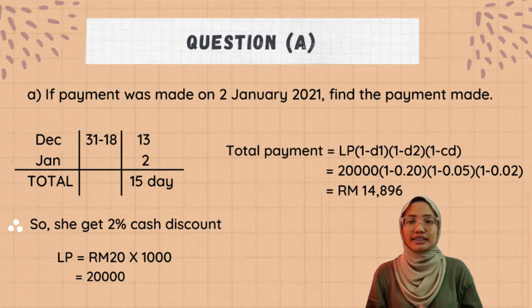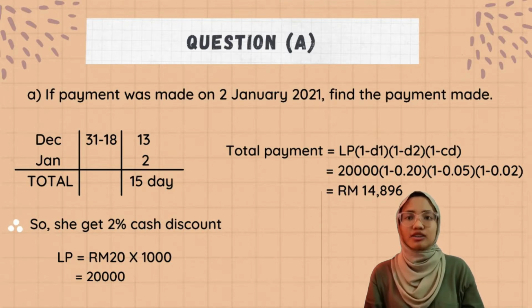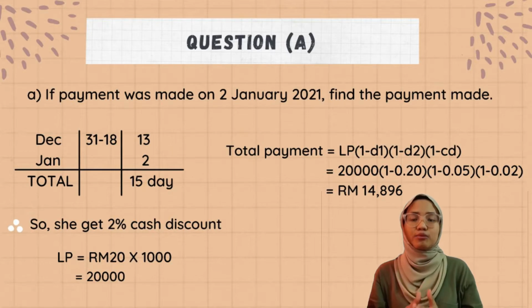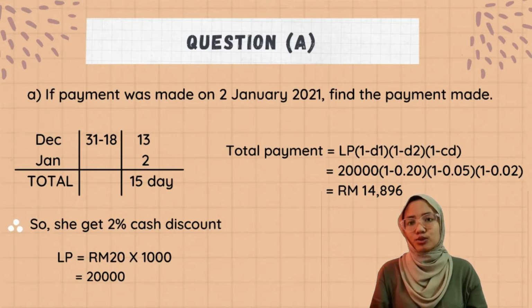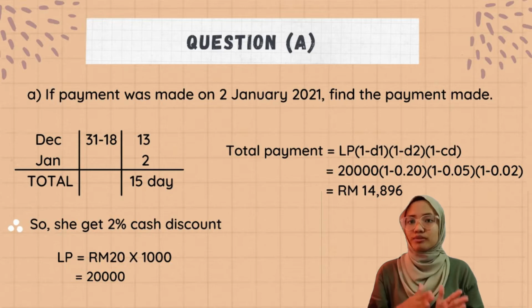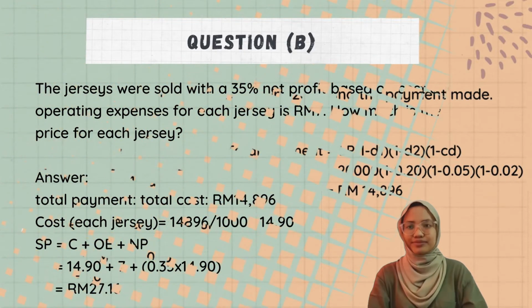Next, we need to calculate the list price, which is RM20 times 1000 jerseys, and we get 20,000. Next, calculate the total payment, which is list price times 1 minus trade discount, times 1 minus trade discount, times 1 minus cash discount. So 20,000 times 1 minus 0.20 times 1 minus 0.05 times 1 minus 0.02, and we will get the total payment, which is RM14,896. That's all. Thank you.